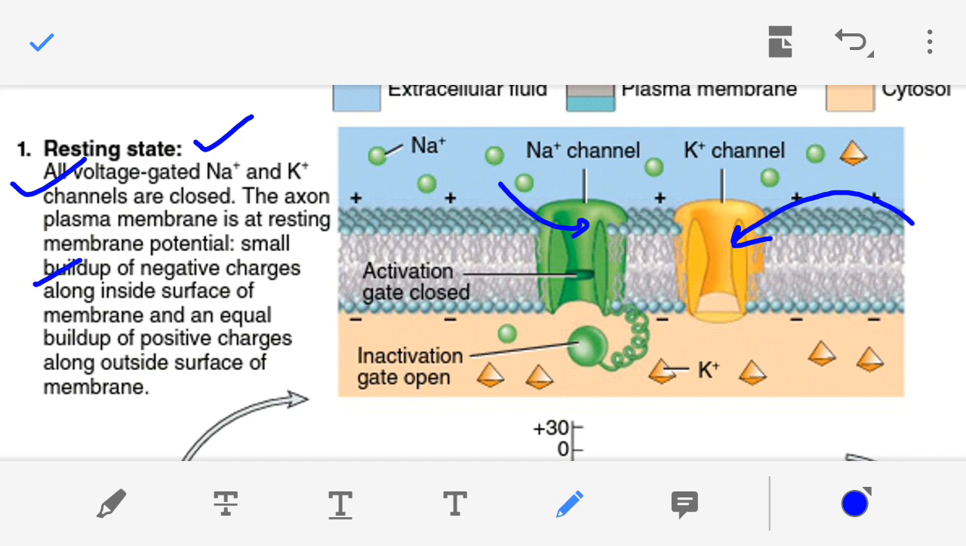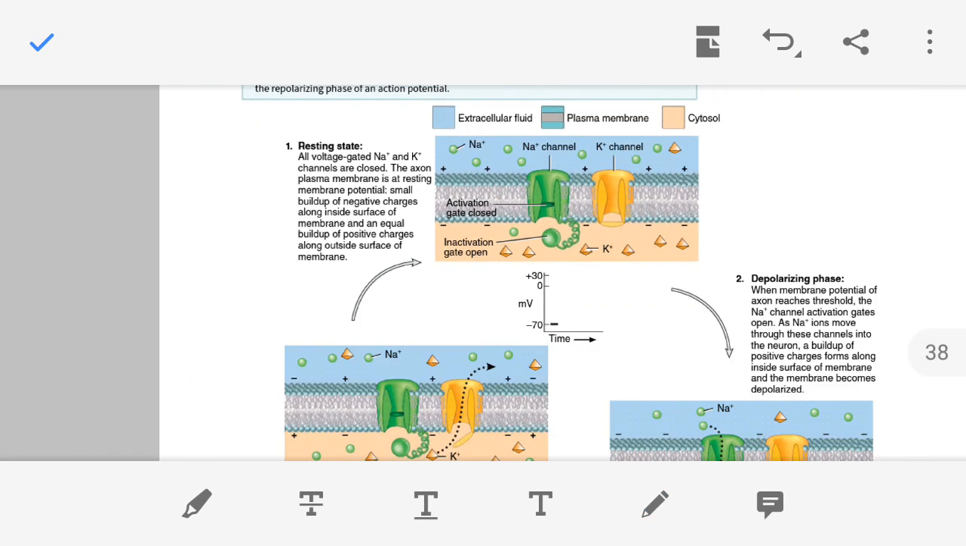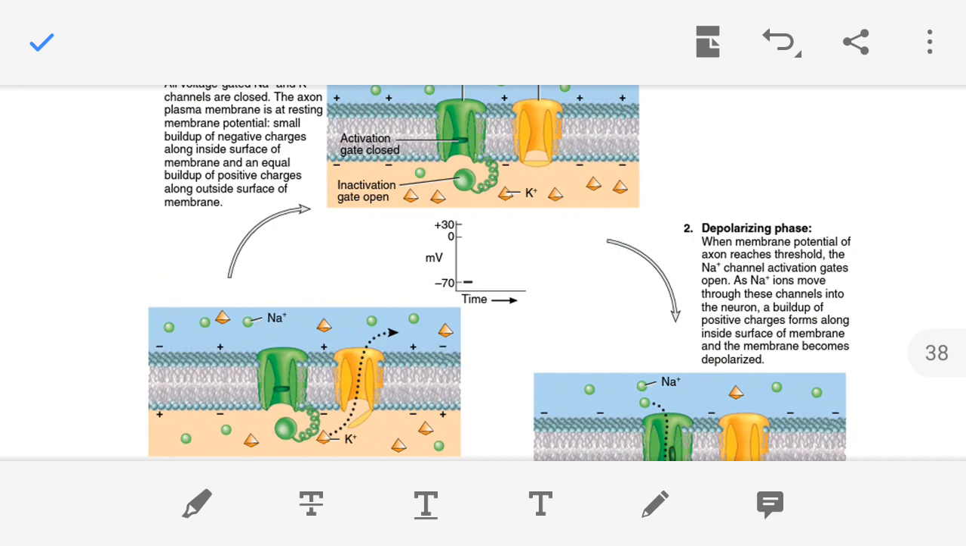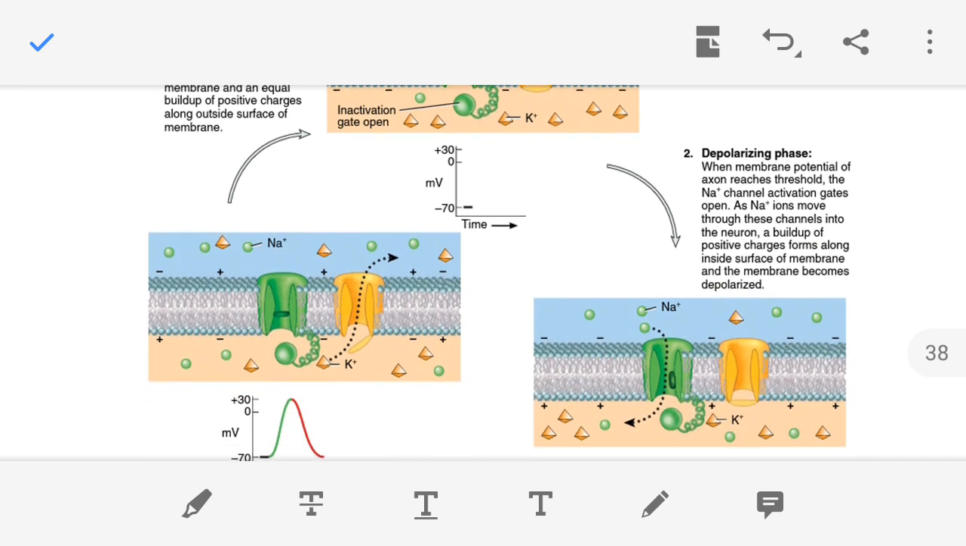There is a small buildup of negative charge along the inside surface of the membrane, so here you can see the presence of negative charge, and an equal buildup of positive charge outside the surface of the membrane. During the resting state, the Na plus and K plus channels are closed and the membrane potential is minus 70 mV.